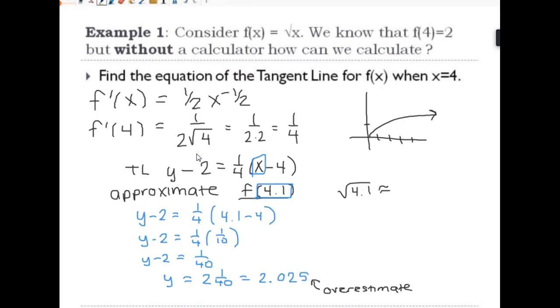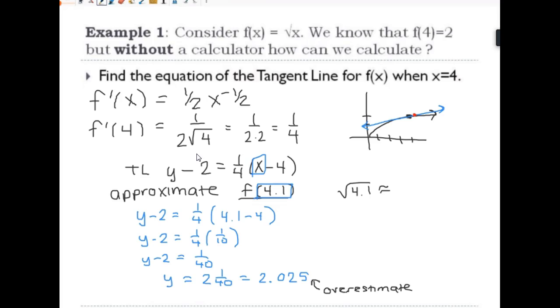So remember, our point was 4. So my tangent line is here. And my approximation is on my tangent line at this point right there. So you could see how that little tiny red dot would be above the graph, thus making that an overestimate.